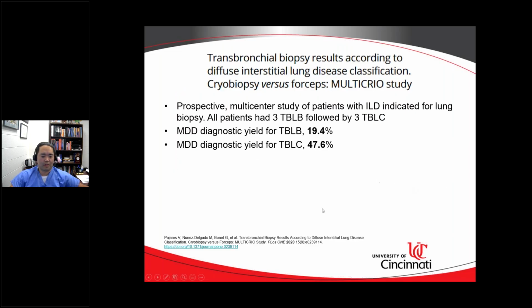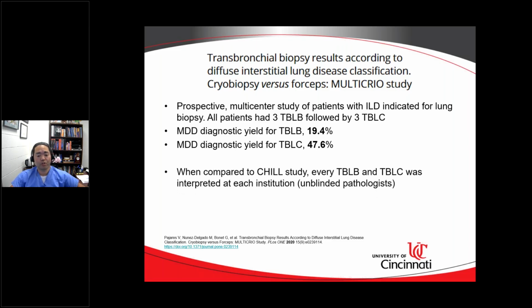So there's another publication, and this is from Spain, the multi-cryo study, a prospective multi-center study of patients with ILD, all needing biopsy, and they had 3 regular biopsies followed by 3 cryobiopsies. This is really interesting again, right? It's a poor diagnostic yield for transbronchial lung biopsies, 20%. And the multidisciplinary discussion diagnostic yield for cryobiopsy was 47.6%, which is much lower than what the CHILL study actually suggested.